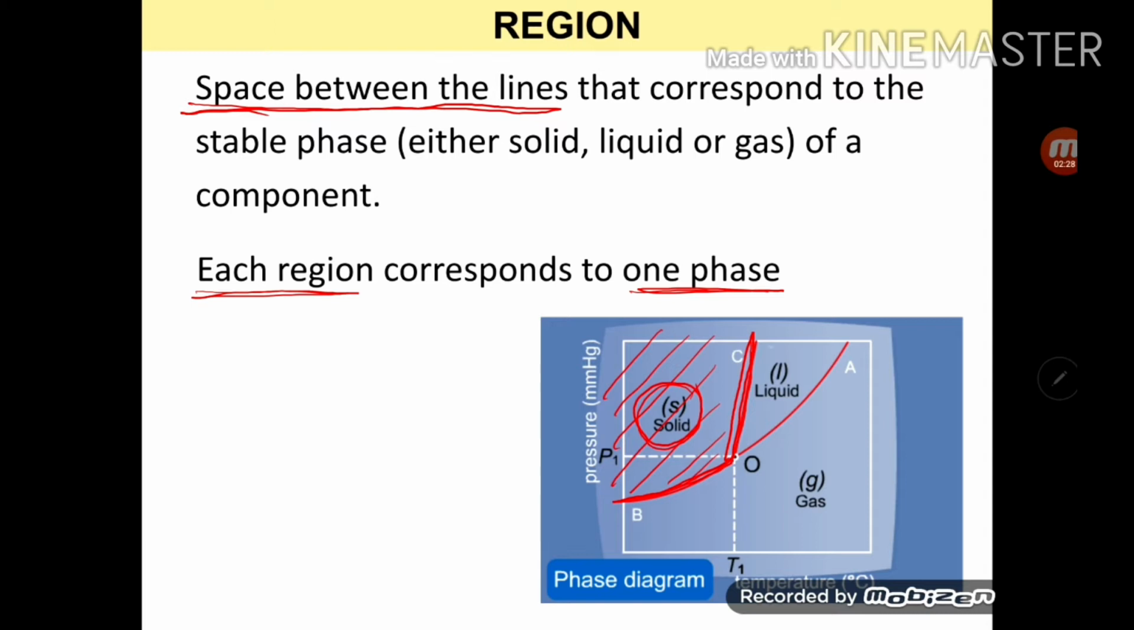And the second region is the space between the CO and OA lines. This region corresponds only to the liquid phase. And the third region is the space between the BO and OA lines. This region corresponds only to the gas phase.